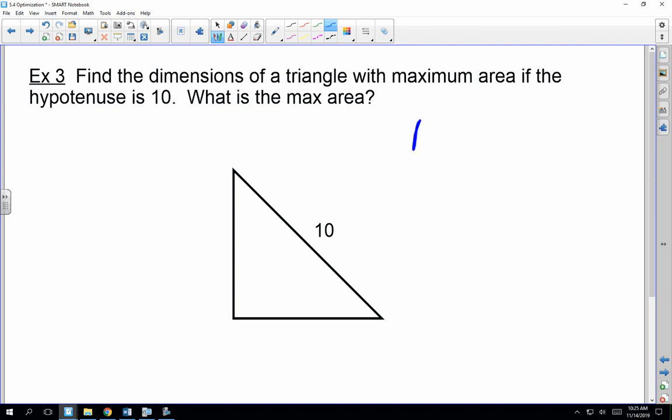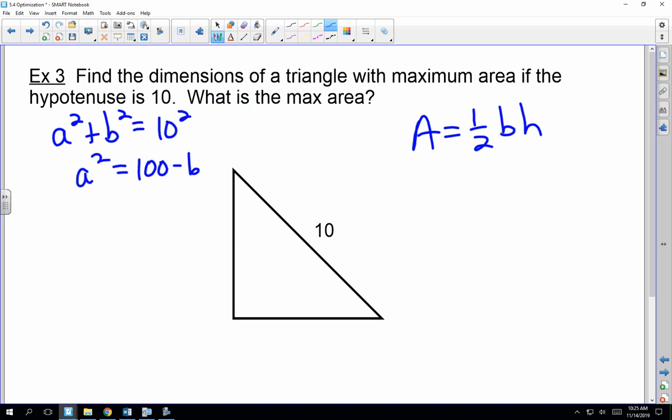First of all, the area formula is only slightly different than the one we've been using. It's 1/2 base times height. I have neither the base nor the height, but I do have the hypotenuse. And I do know that we can use a and b in here. Let's use different variables instead of x and y. A squared plus b squared equals 10 squared, right? I know that fact. So this would tell me a squared equals 100 minus b squared, and a equals square root of 100 minus b squared. I'm only going to take the positive square root because we're talking about dimensions here.